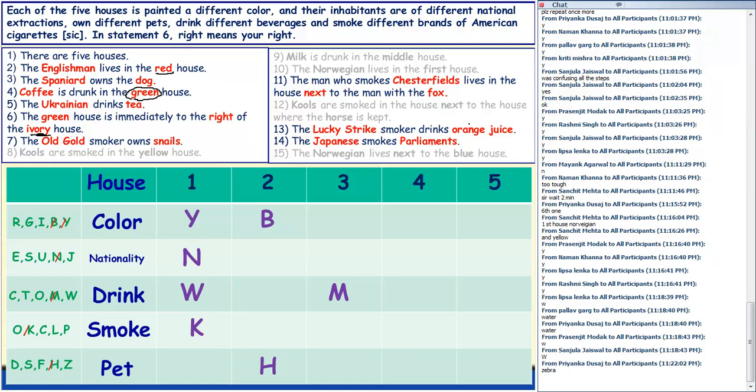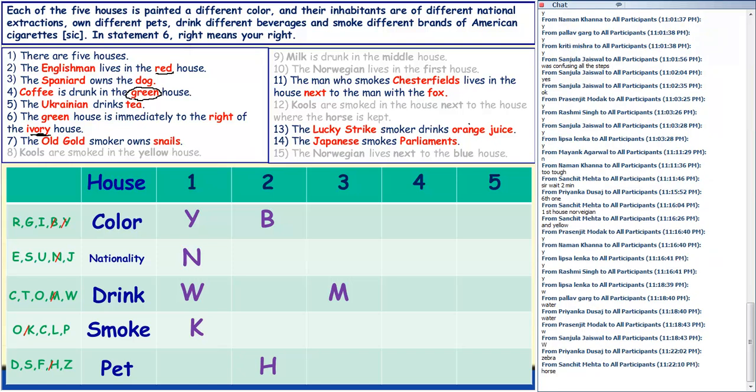Sorry, Old Gold smoker owns a snail. So the snail's pairing is also done. So just leave that. Okay. Horse and zebra, that's right, a pair. Horse and zebra. Now why am I doing this? So this is the paired item.